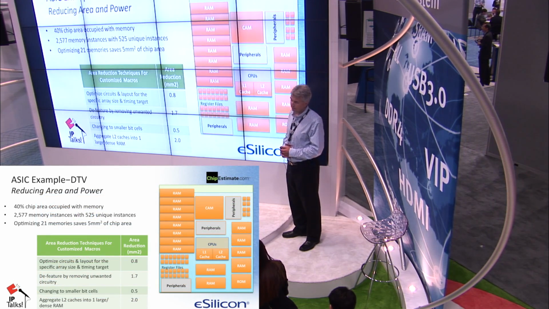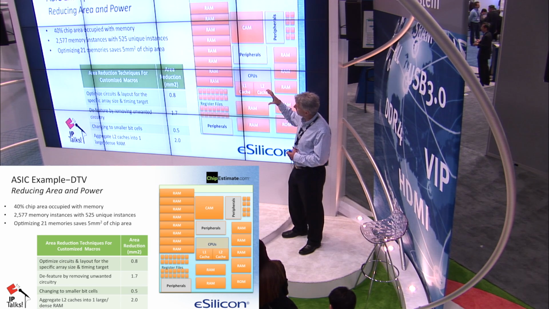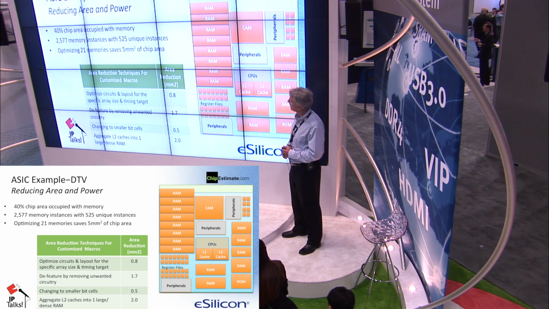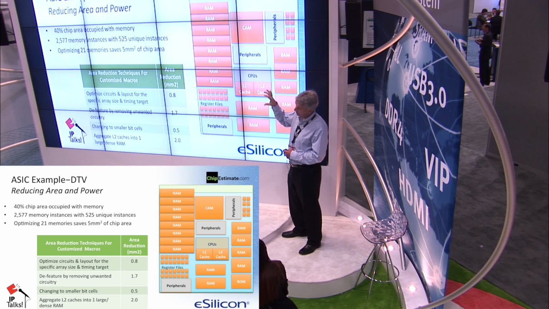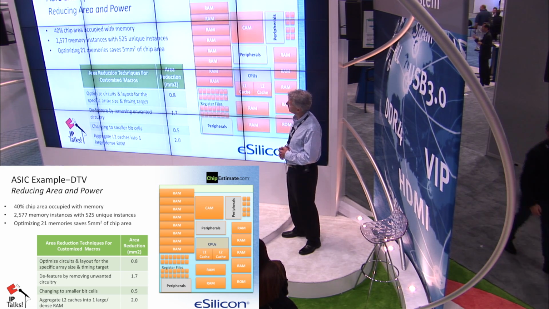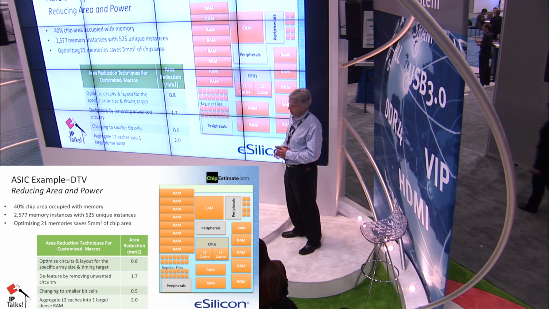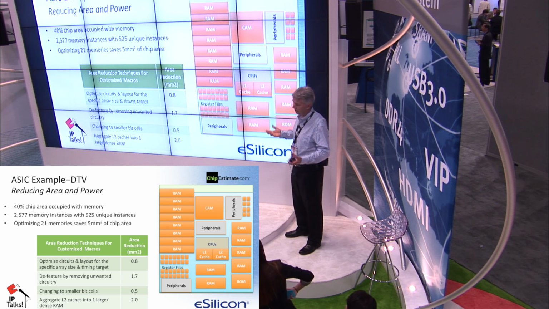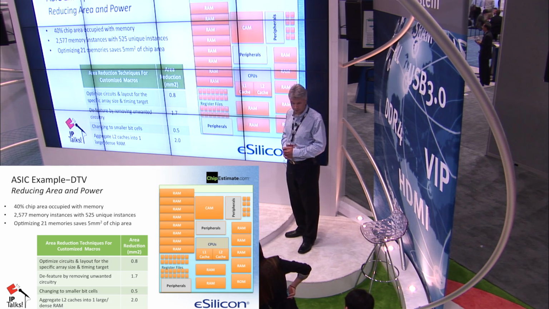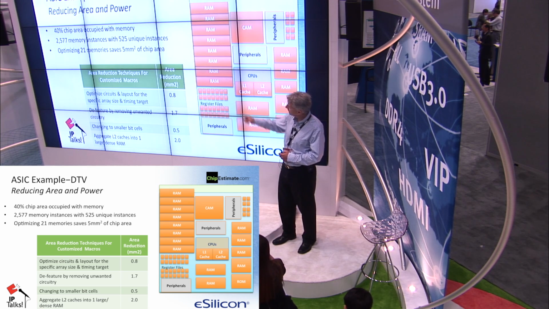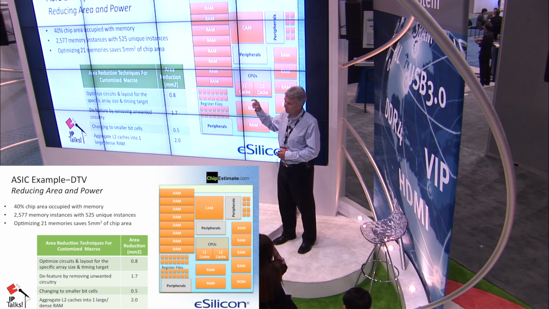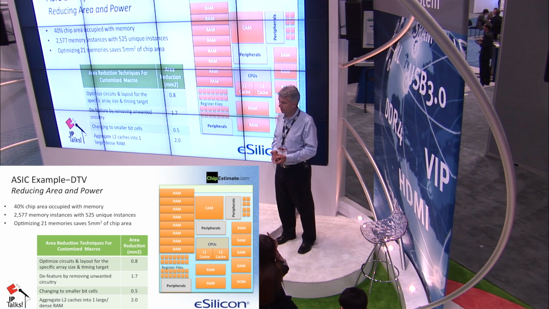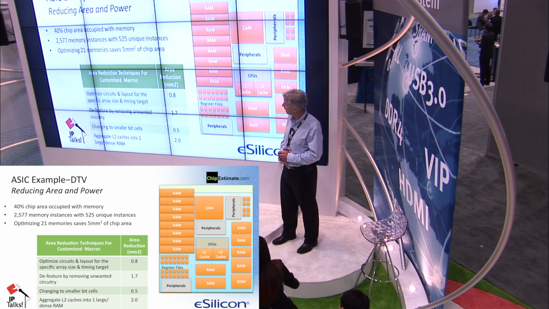So here's a couple of examples. I'll show this one first. This is a DTV, digital TV application. This represented a chip that was 40% memory with a lot of instances, 2,500 plus instances, and 525 different unique types of memory. You look at that and you think, well, you can't optimize all of those. That's too much work. But actually what you find is that just by picking the 21 instances that are used most, you can save a significant amount of area.